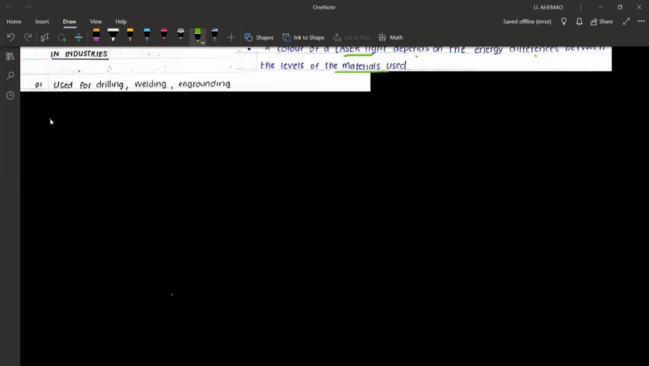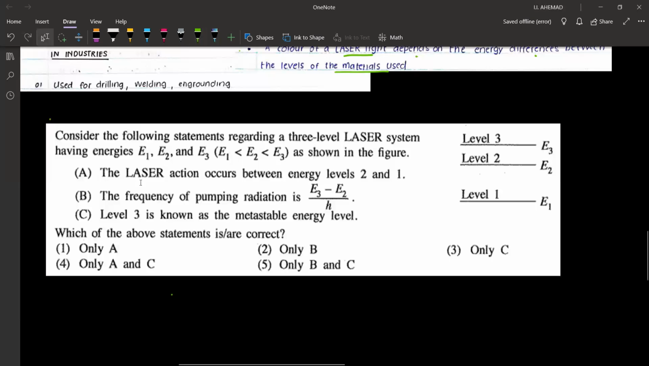So this is the question. Consider the following statements regarding a three-level laser system having energies E1, E2, E3 as shown in the figure. Statement A: the laser action occurs between energy levels 2 and 1. Is statement A correct or wrong? They say the laser action will occur in this energy level. Yes, right, because that is when the photon is released. So this is correct.